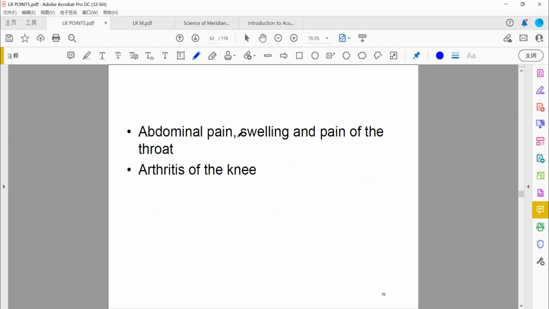So it's still good for abdominal pain, swollen pain of the throat, arthritis of the knee, Bi syndrome. Impediment syndrome, painful obstruction, same thing, arthritis.